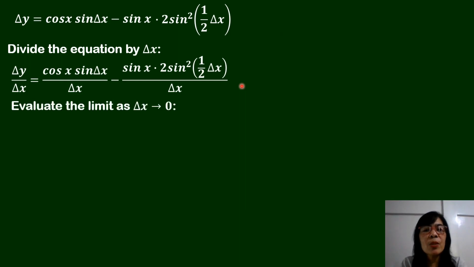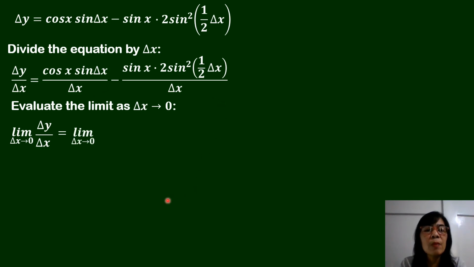Then the next step is to evaluate the limit of the function as delta x approaches 0. That means we're going to evaluate the limit of the left member as delta x approaches 0, and we find also the limit of the right member as delta x approaches 0. And applying some theorems on limits, that will give us now the limit of delta y over delta x as delta x approaches 0 is equal to, we just find the limit of each term.